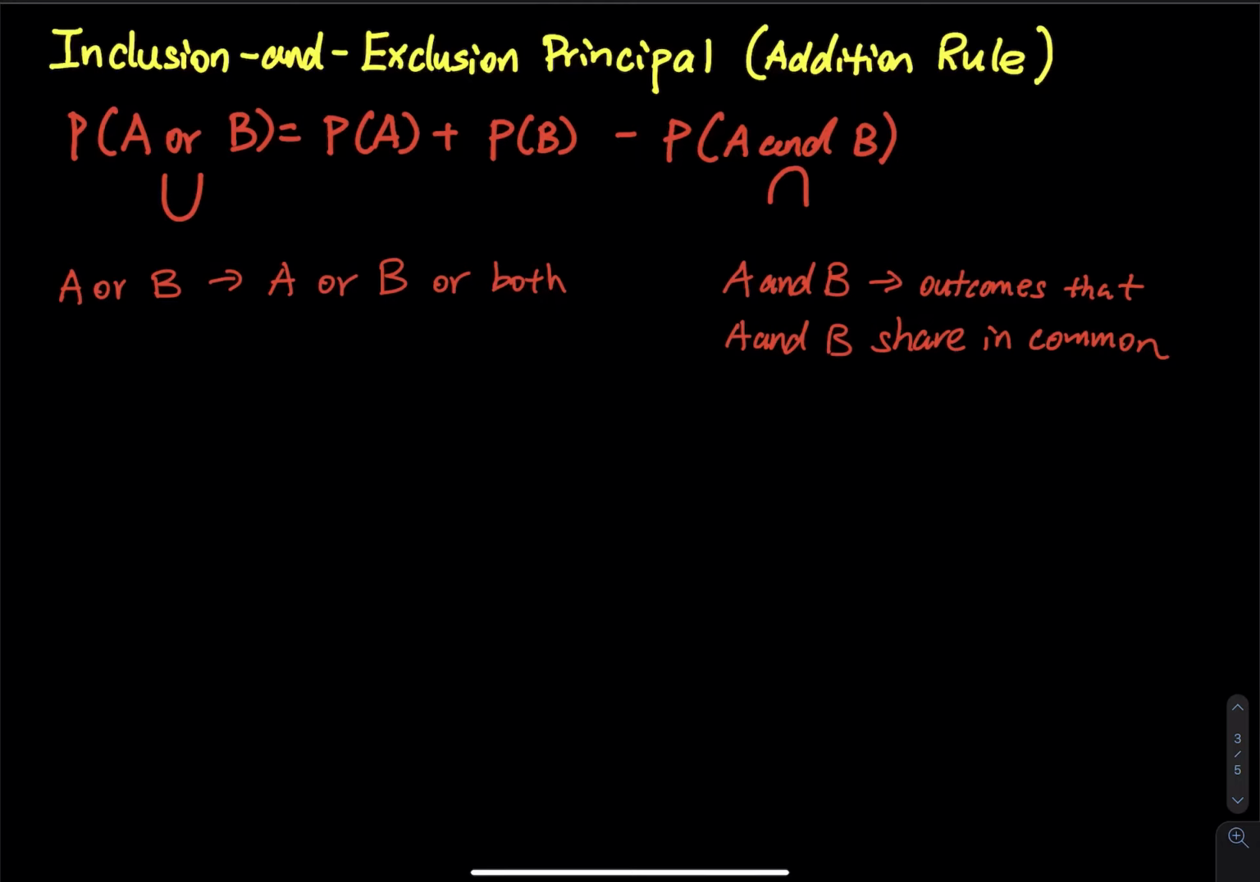In this video, I will go over the inclusion and exclusion principle, a very powerful, useful principle in probability. The inclusion and exclusion principle is: the probability of A or B is equal to the probability of A plus the probability of B minus the probability of A and B. Now, you might be wondering, why do we have to subtract the probability of A and B? I will explain that in this video.